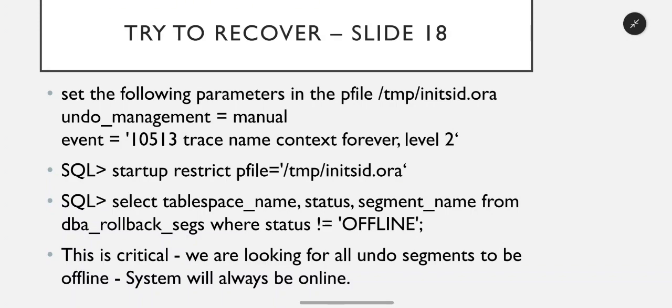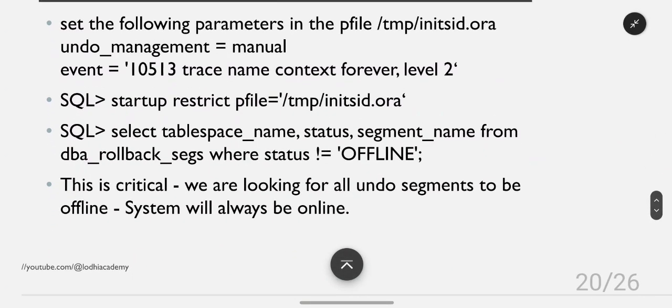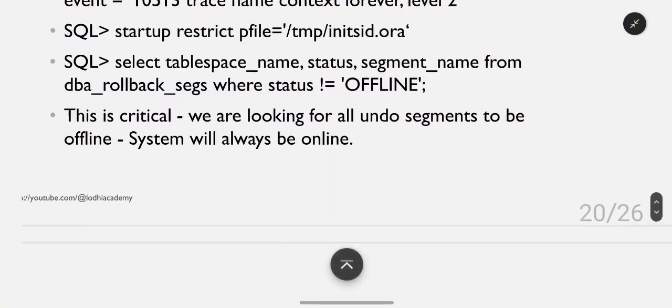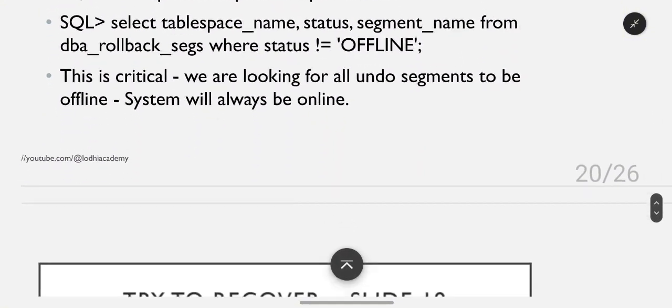Now startup restrict pfile equals, mention your location of the pfile which you have changed. Now select tablespace_name, status, segment_name from dba_rollback_segs where status not equal to 'OFFLINE'. This is critical. We are looking for all undo segments to be offline. System will always be online.